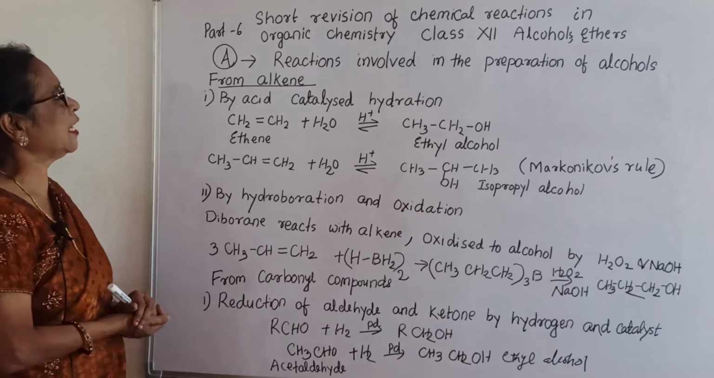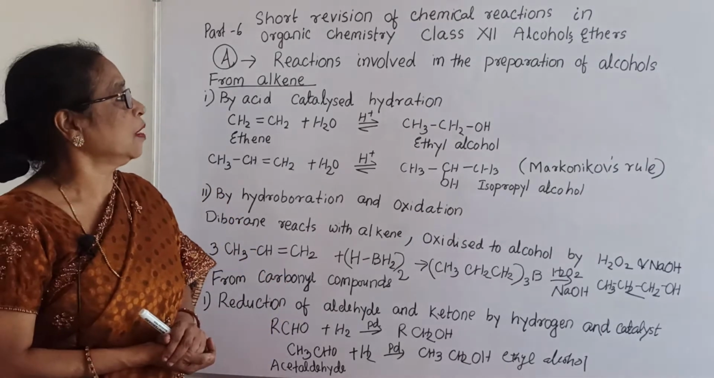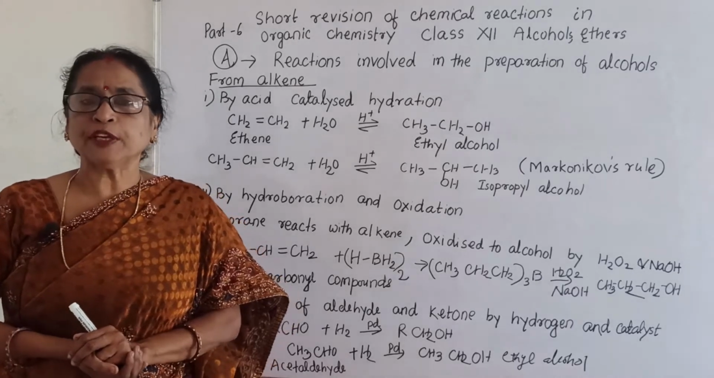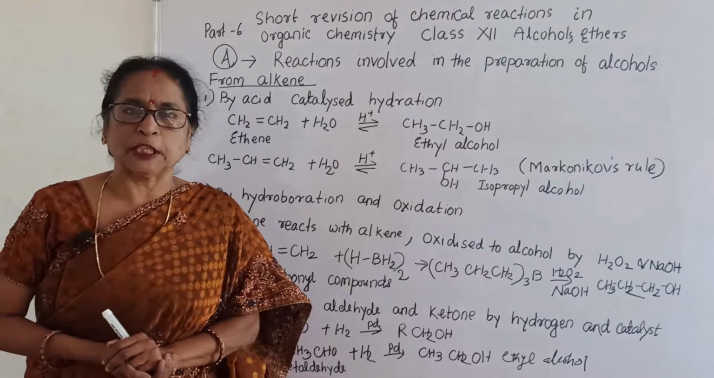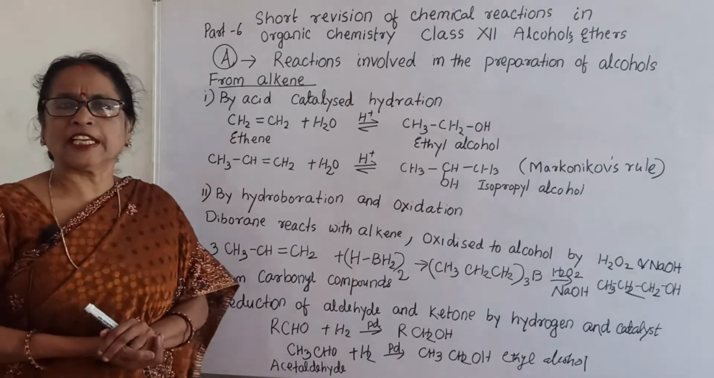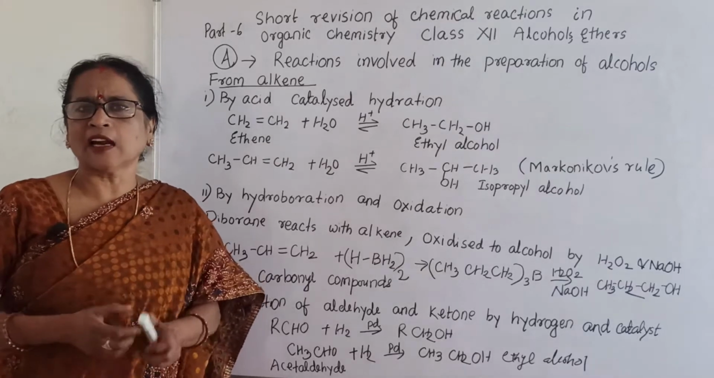First of all, we will see the preparation of the alcohols. How can you prepare the alcohol? That means the different methods of preparation. The first method you can see is from alkene. From alkene, how can we get the alcohol?